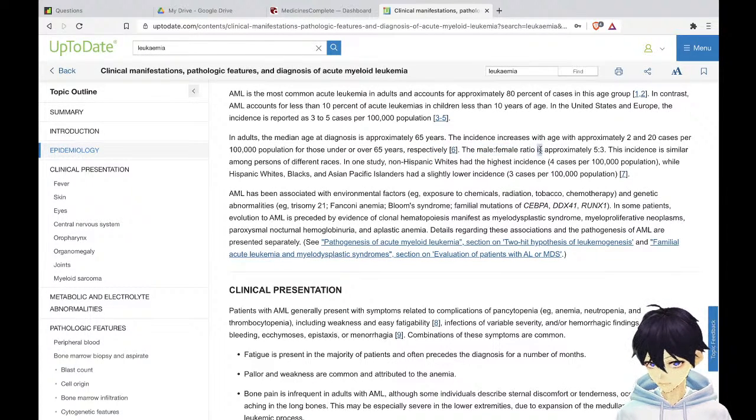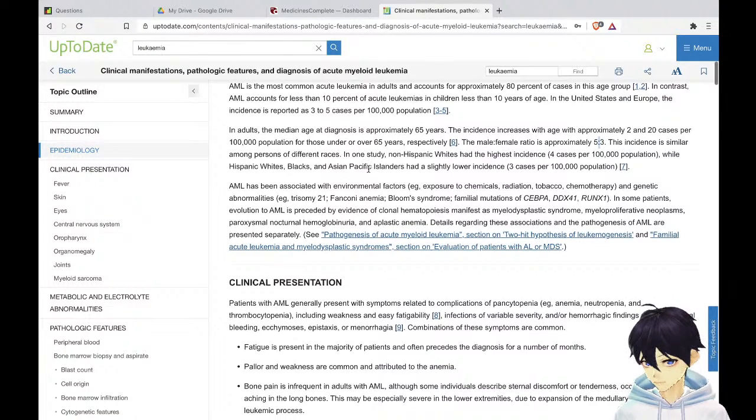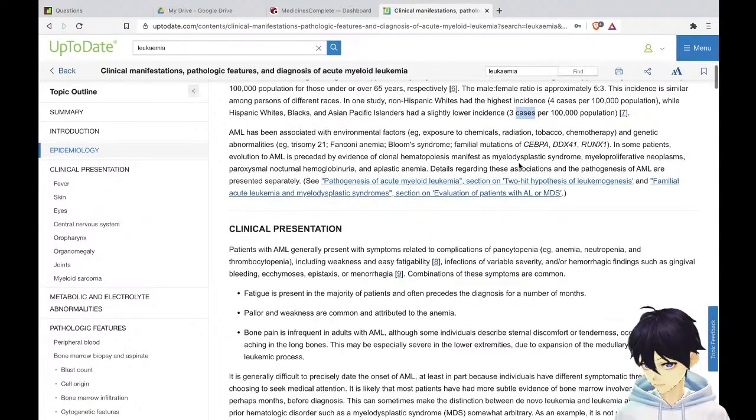The male-female ratio is approximately 5 to 3, so more common in males. This incidence is similar among persons of different races. In one study, non-Hispanic whites had the highest incidence, 4 cases per 100,000 population, while Hispanic whites, blacks, and Asian Pacific Islanders have a slightly lower incidence, 3, not a very big difference.